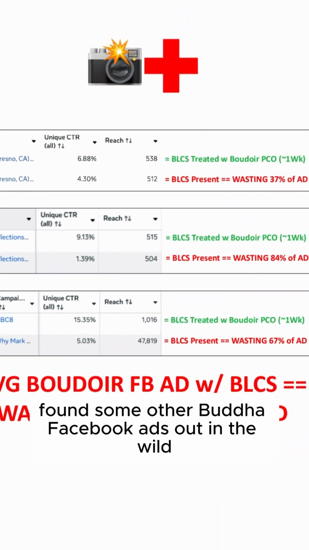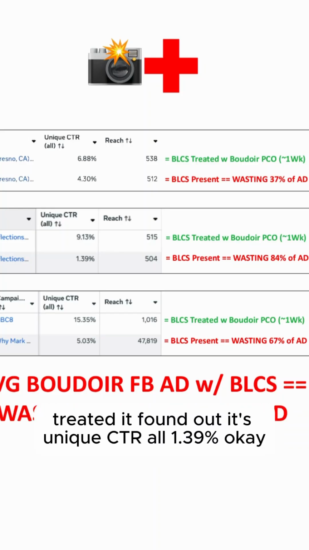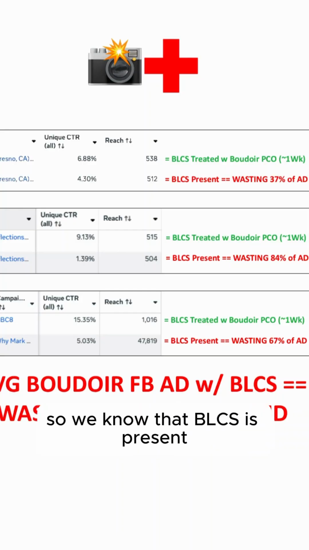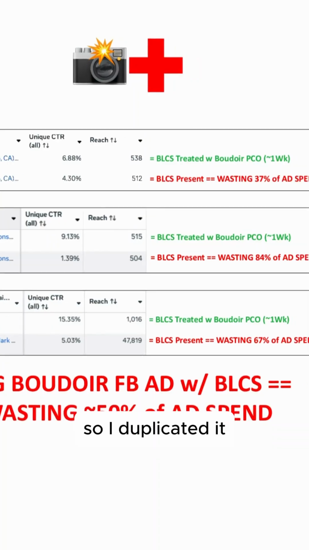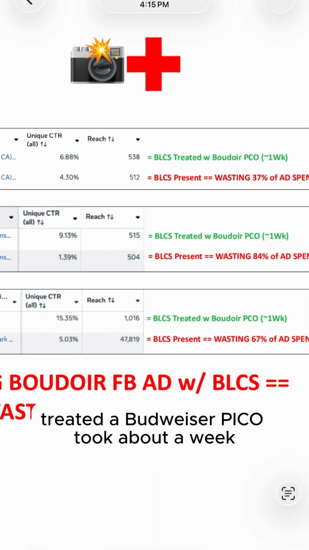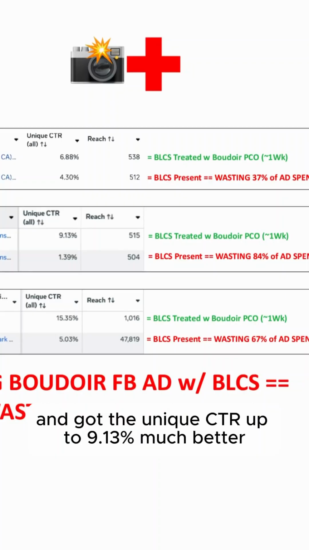All right, next, we look at my second part of my residency. Went out there, found some other Boudoir Facebook ads out in the wild. Found the second one, brought it to the hospital, treated it, found out its unique CTRL is 1.39%. Okay, so we know that BLCS is present because the unique CTRL is under 6%. So I duplicated it, treated it with Boudoir Pico, took about a week, and got the unique CTRL up to 9.13%, much better.